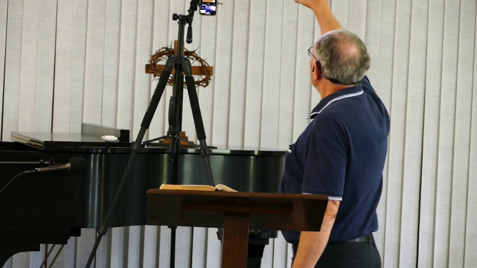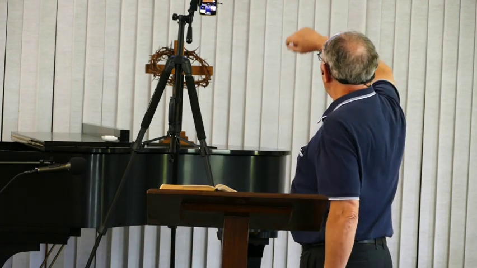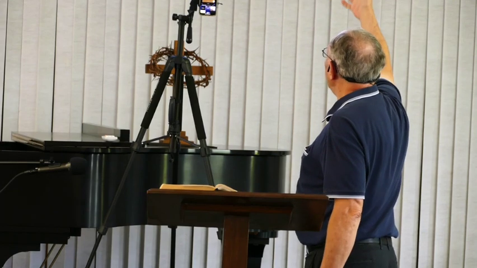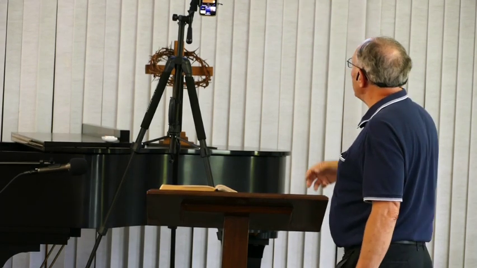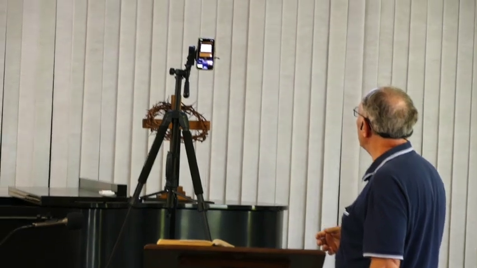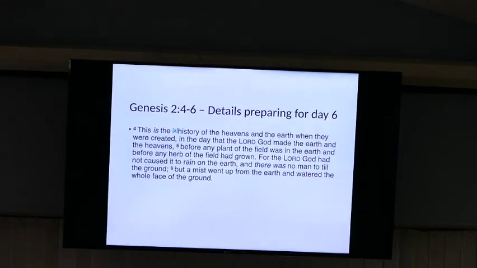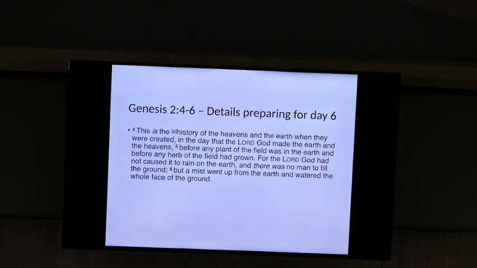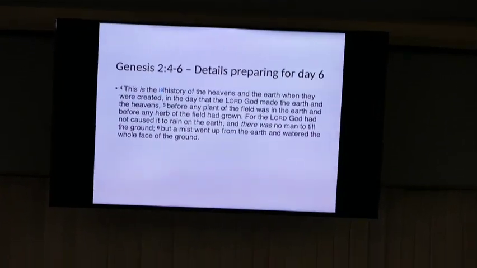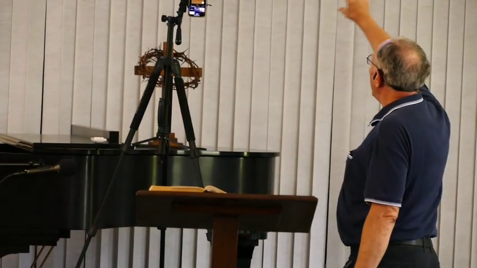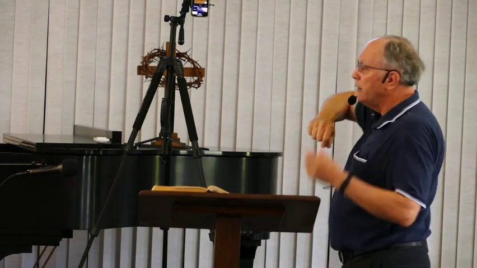I'm not going to take the time to go through all this, but verses 4 through 6 are getting you prepared for day 6. And this is where it talks about the mist that went up from the earth and watered the whole face of the ground because there wasn't any rain. After all, there weren't any humans to be fruitful, multiply, have dominion over, etc. So that part is getting you prepared, and then go to the next slide.